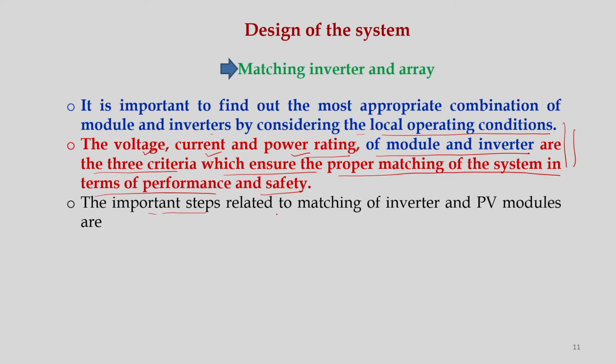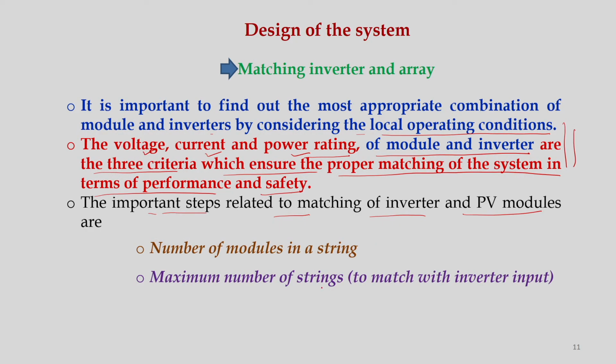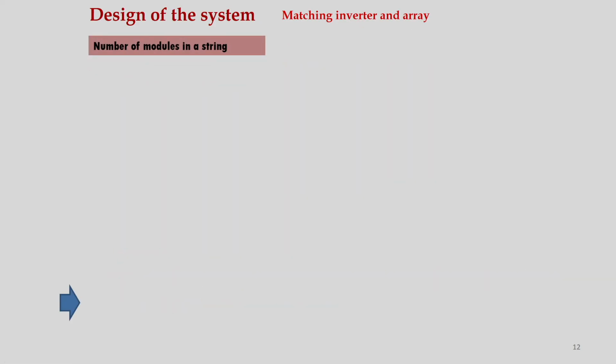The important steps related to matching of inverter and PV modules are the number of modules in a string, that is, how many modules will be connected in series. When it is a string, that is a series connection, then the maximum number of strings to match with the inverter input, and matching of the power rating. These 3 components are very, very essential for designing. Now, what we will do? We will try to calculate the number of modules in a string now.